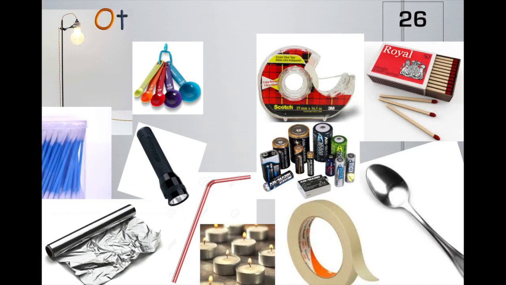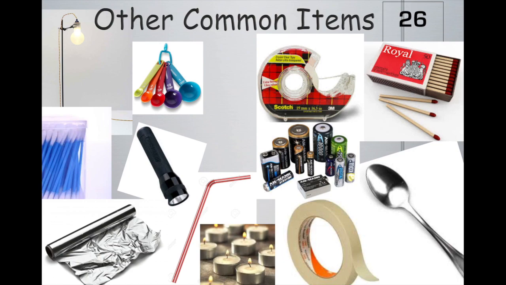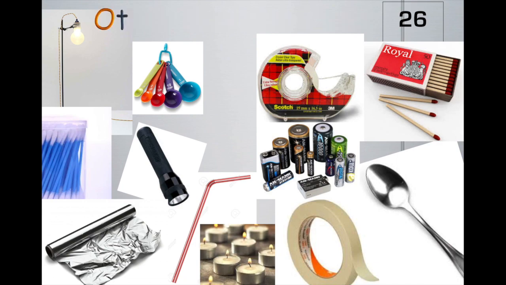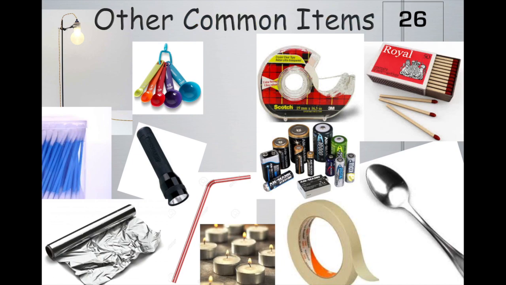And then, of course, there are other common items that we use. There's tons of things, like we use lamps in the science lab. We use measuring teaspoons and flashlights and aluminum foil, Q-tips or cotton swabs, straws, tea lights, tape, batteries, Scotch tape. We use spoons, and we also use matches. There are many other things that we also use that I have not placed here, but these are the most common items that we use in the science lab in 6th grade, as well as throughout your secondary education.